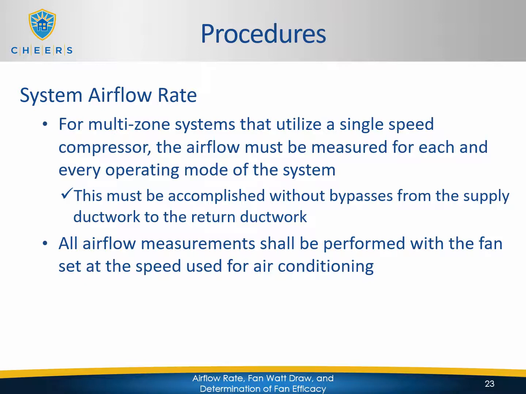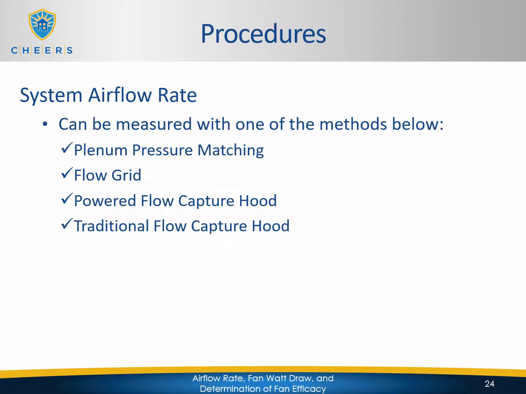For all of these, the airflow measurements shall be performed with the fan set at the speed used for air conditioning, which is usually going to be the highest fan speed setting within the FAU. It can be measured with one of the methods below: the plenum pressure matching method, the flow grid method, the power flow capture hood method, and traditional flow capture hood method. So these are the four methods used by using the four different pieces of equipment that we talked about in previous slides.